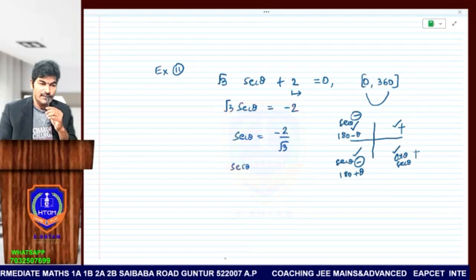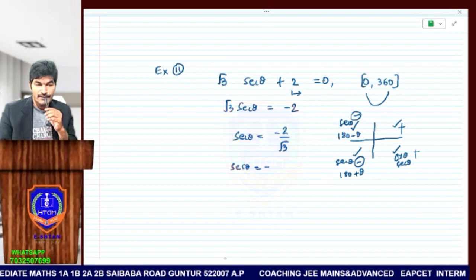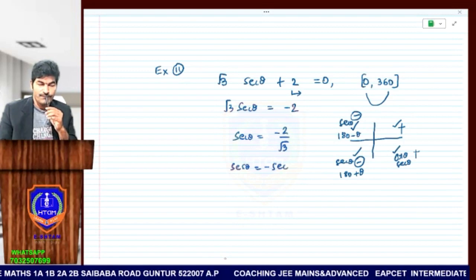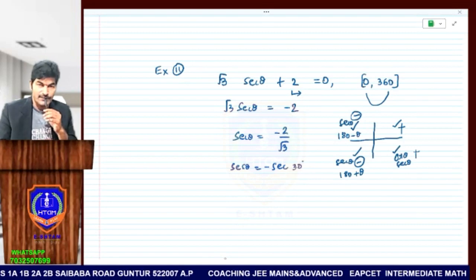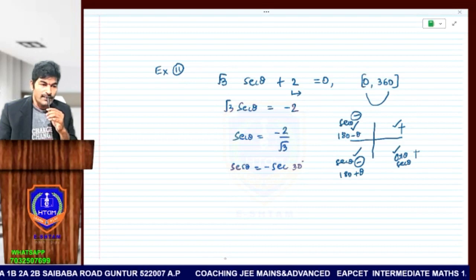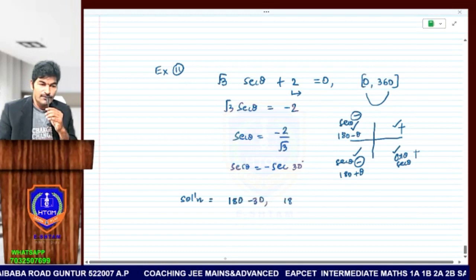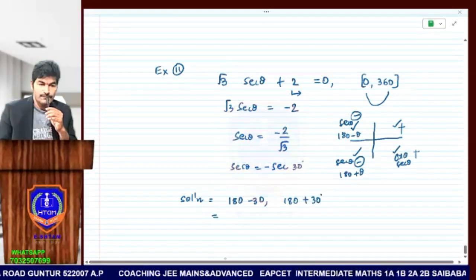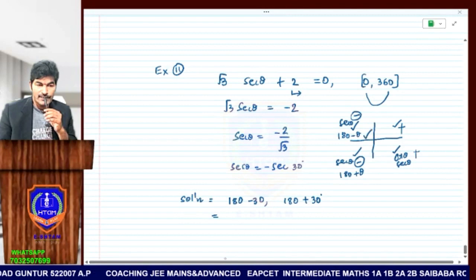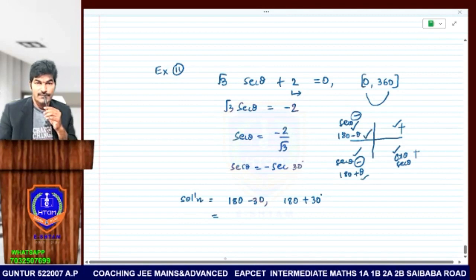So secant theta equal to minus 2 by root 3. Can you tell me which angle that is? 30 degrees. Yes, correct. Now write down the solutions. 180 minus 30 degrees, comma, 180 plus 30 degrees. Understood? Because second quadrant is 180 minus theta. Third quadrant is 180 plus theta.